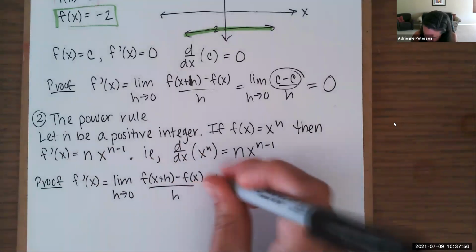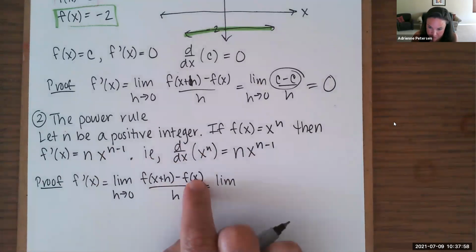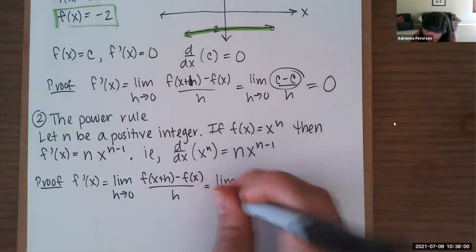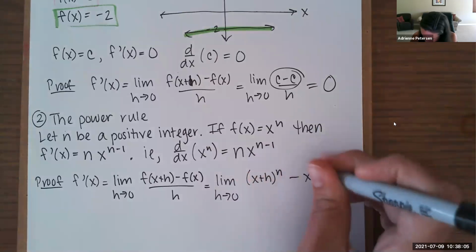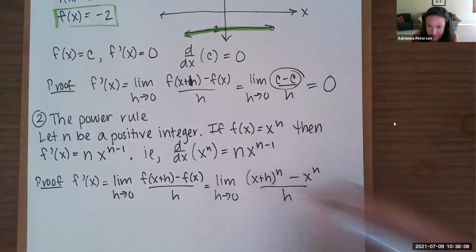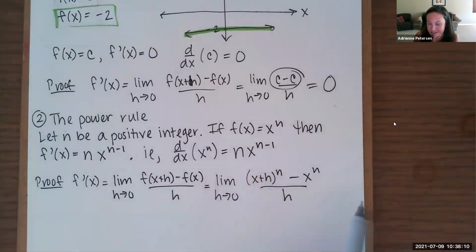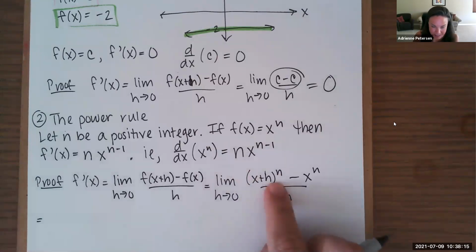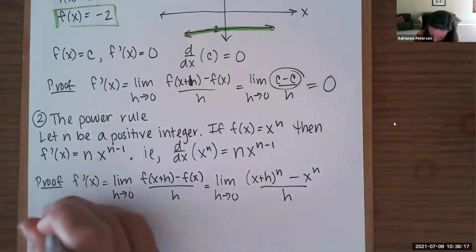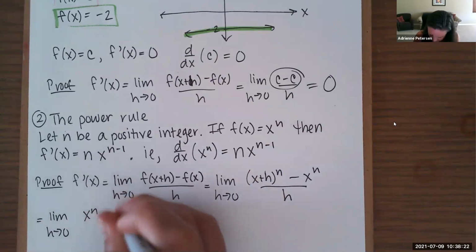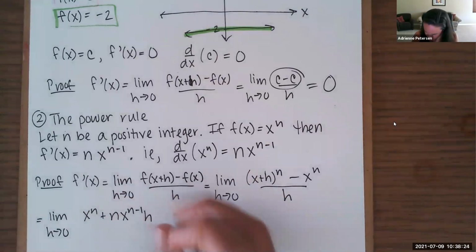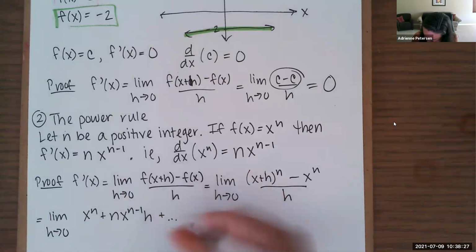The next thing we do is evaluate these two expressions in the numerator. Then remember, our next step was to multiply out the numerator and cancel out a bunch of terms. So if we multiply out x plus h to the n, we get x to the n plus n times x to the n minus 1 h plus dot, dot, dot. All of these terms have higher powers of h.